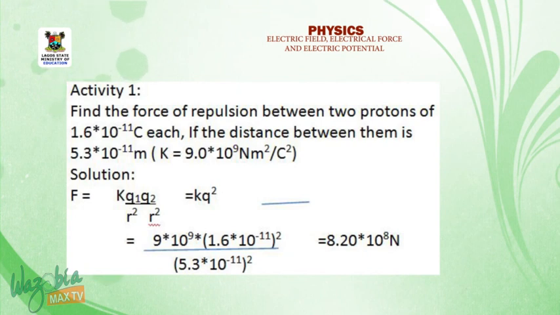F is equal to K Q1 Q2 over r squared, which, if Q1 is equal to Q2 as stated above, will be equal to K Q squared over r squared. In that case, we now have 9 times 10 raised to power 9 times (1.6 times 10 raised to negative 11) all squared, divided by (5.3 times 10 raised to negative 11) squared, then you square the whole thing as shown above, which will give us the final answer to be 8.20 times 10 raised to power 8 newton.